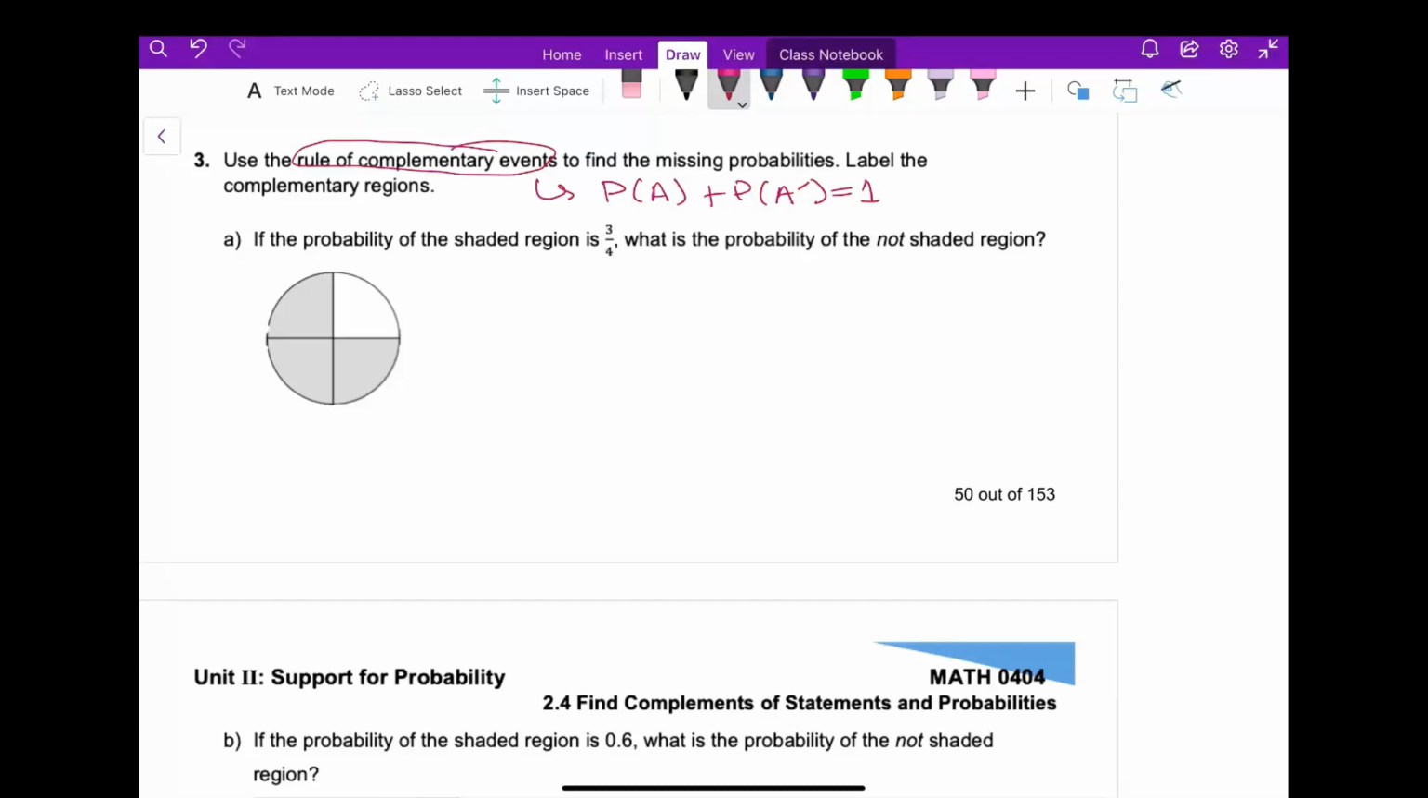So if the probability of the shaded region is 3/4, what is the probability of the not shaded region? And this brings us one more time, the last time, to say don't change your words to unshaded or anything like that. We want to say exactly the opposite, so we just say not shaded. So this is shaded. This one is not shaded.